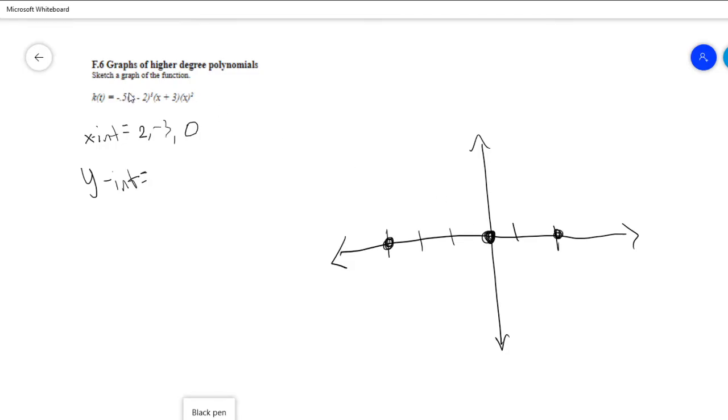Negative 0.5 times 0 minus 2 cubed times 0 plus 3 times 0 squared. Here, let's write that out. Negative 0.5 times 0 minus 2 cubed times 0 plus 3 times 0 squared. Check it out. What's the y-intercept? It's going to be 0 because 0 is being squared. That's equal to 0. And 0 times all this other stuff is going to still be 0. Cool. So we have our intercepts.